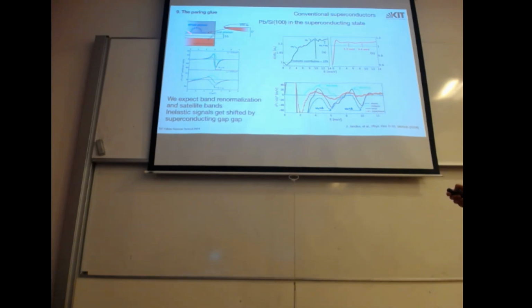All of this was happening here. The inelastic part is shifted, of course, by the superconducting gap. And also the mass of the electron is renormalized. And the density of states is shifted by delta. So these peaks are the same peaks as we saw before, but they are shifted by delta.